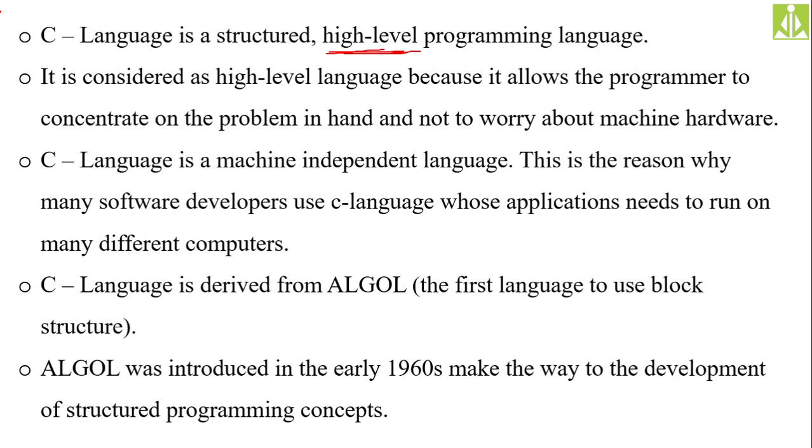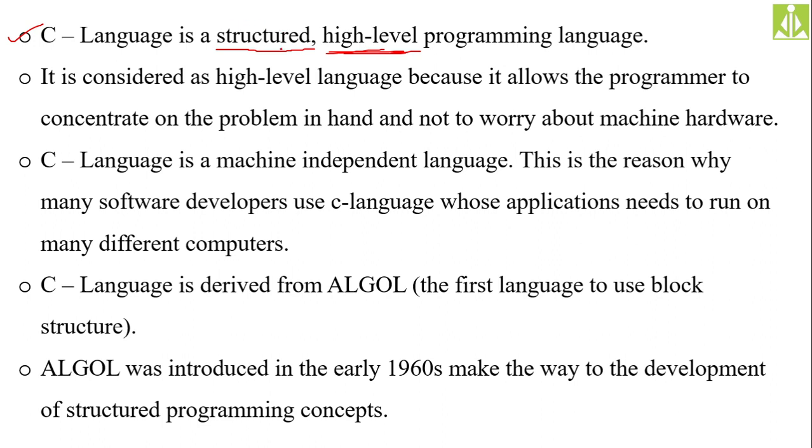And this C language is derived from a programming language called Algol. This is the first block structured programming language, and C is also one such language. It is also a structured programming language. Here, in the first statement itself, we are saying that C language is a structured programming language.